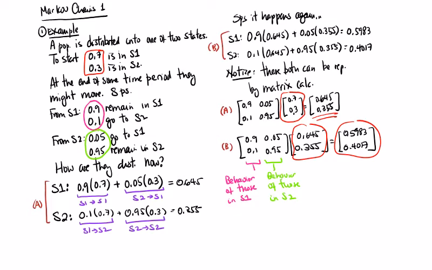So let me pause here, clear the screen, and write down a general statement of how this calculation works. So here's the general idea. A population distribution can be represented by a vector.